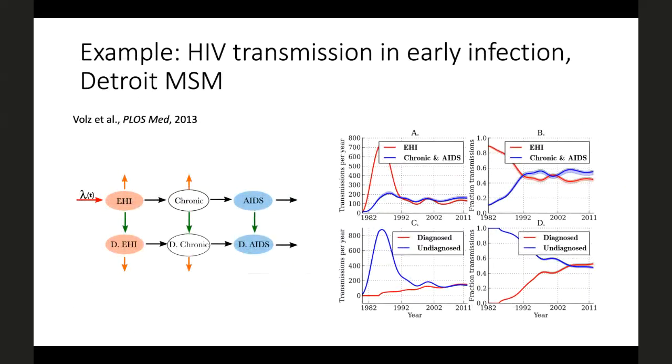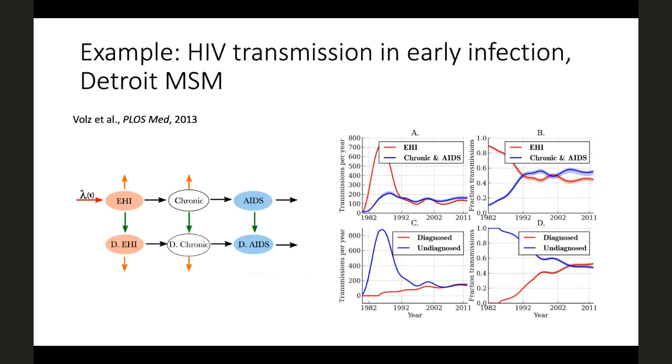This is an example of one of Erik Volz's papers from 2013. So this is about HIV transmission from early infection. It was a study in Michigan in the US. So you've got a compartmental model diagram here where infections happen at a rate, and then they go into an early HIV stage, chronic, and then AIDS, all of which can be diagnosed at any stage. And the orange lines represent natural mortality. And this was used to look at the number of transmissions from early and chronic and AIDS risk groups, and from diagnosed and undiagnosed over time.